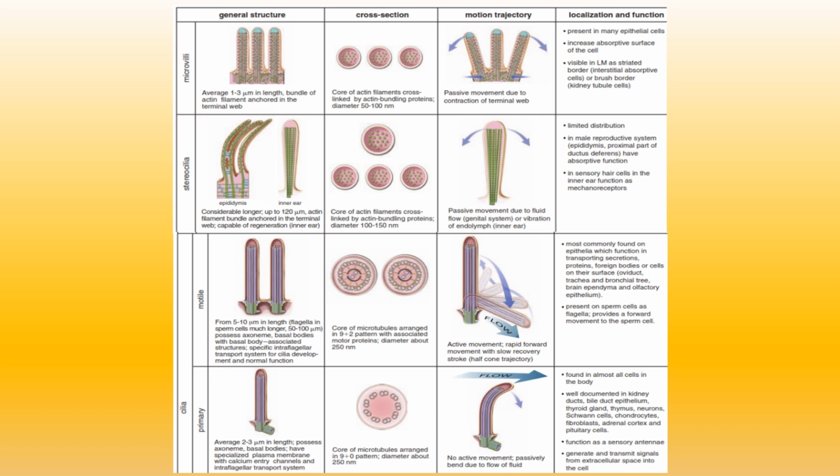And this is a summary about the cilia, stereocilia, and microvilli. I hope you can learn it in more detail so you can see the differences between the three types of modification of apical cells in terms of general structure, cross-section, motion, localization, and function.